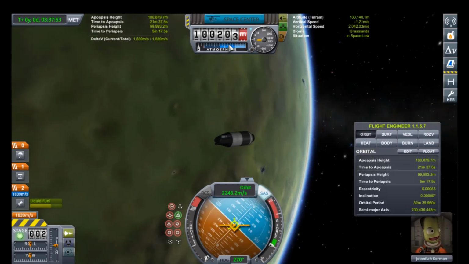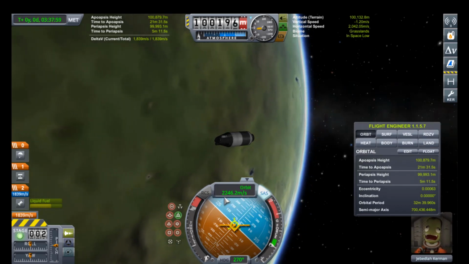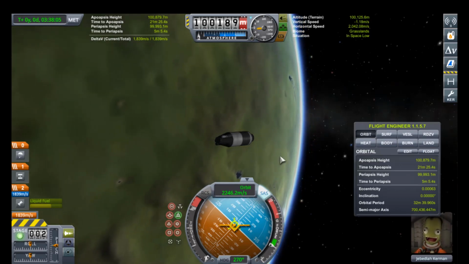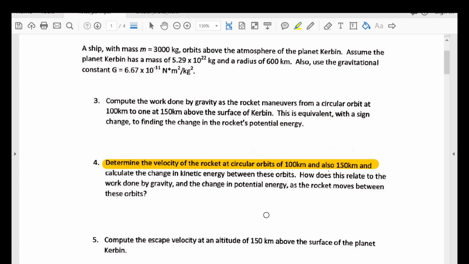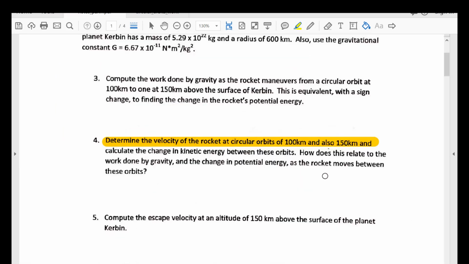And then again, with the altitude at about 100,000 meters, apoapsis and periapsis about 100,000 meters, I've got an orbital speed of about 2246 meters per second, just as the equations had predicted. Okay, so in the way that I've developed the formulas here, I've actually ended up doing this question first. Determine the velocity of the rocket at circular orbits of 100 kilometers and 150 kilometers, and we now have the answer for that. At 150 kilometers, the speed is 2169 meters per second. At 100 kilometers, the speed should be about 2246 meters per second. So let's go on to answer the rest.